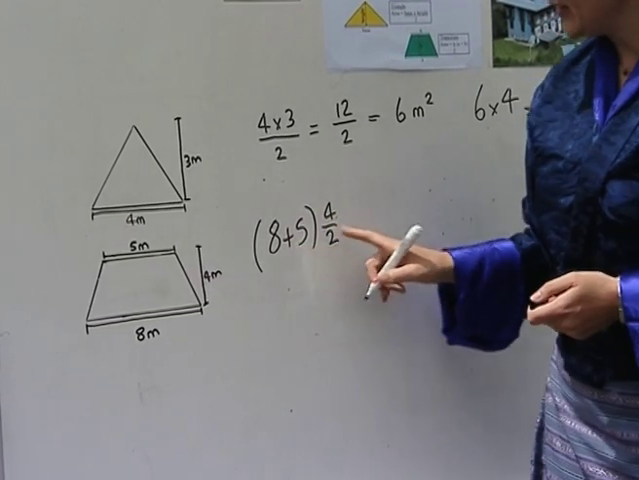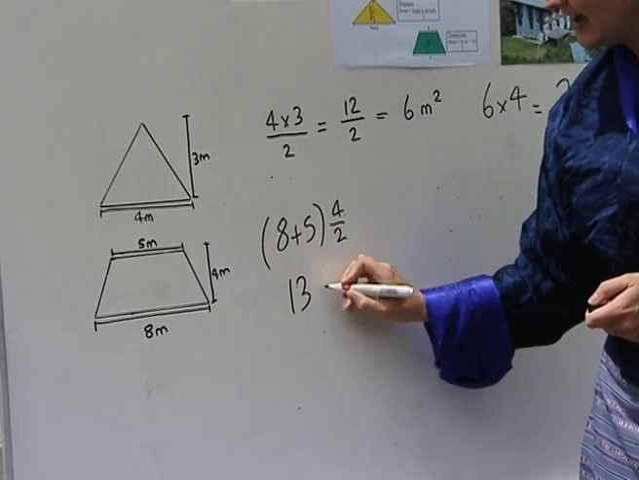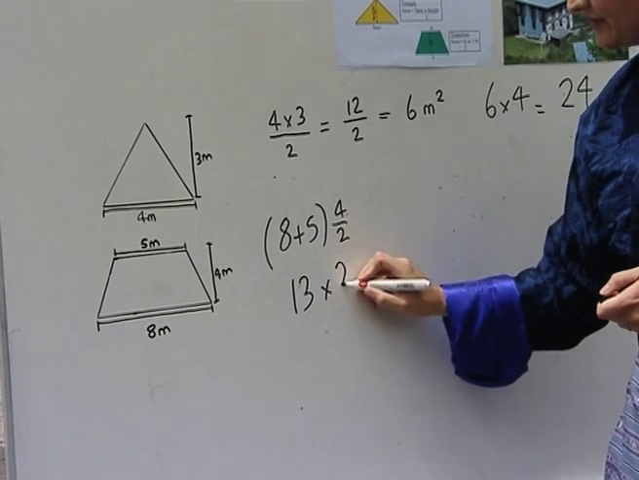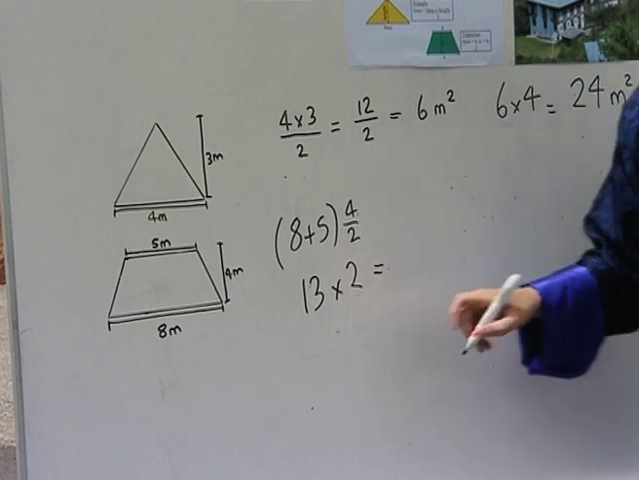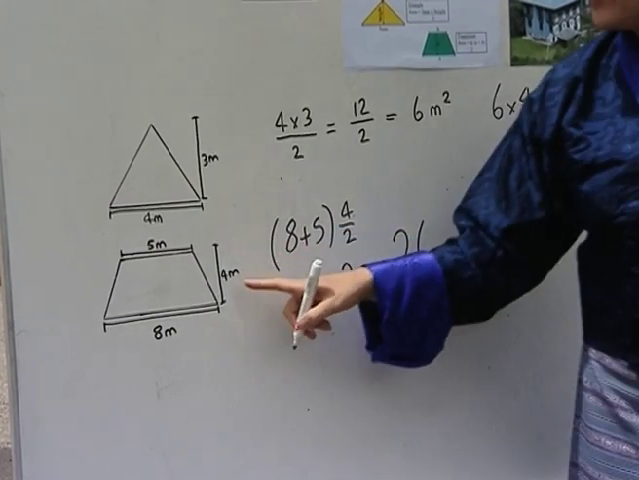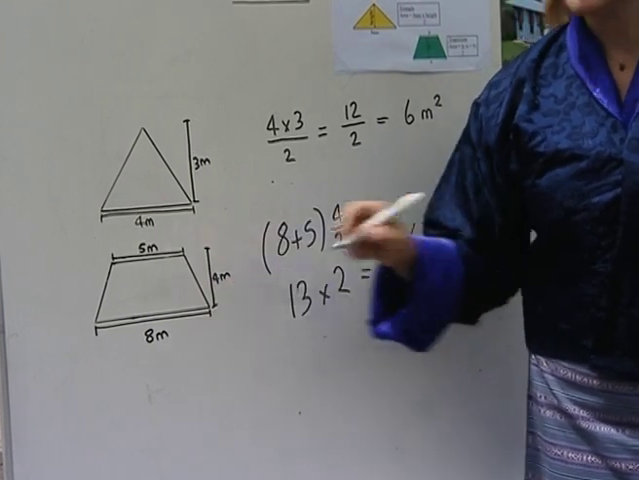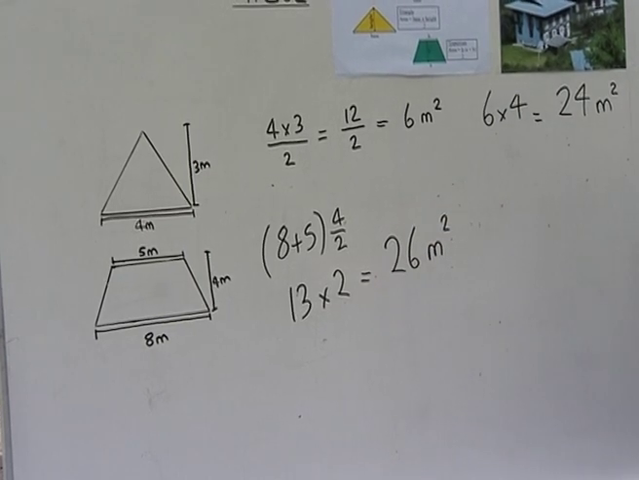So let's work this through. 8 plus 5 is 13, and we're going to multiply that by half the height. 4 divided by 2 is 2, and 13 multiplied by 2 is 26. And we know again that we're working in metres. It is a 2-dimensional shape and it's an area, so our area units are going to be in metres squared.